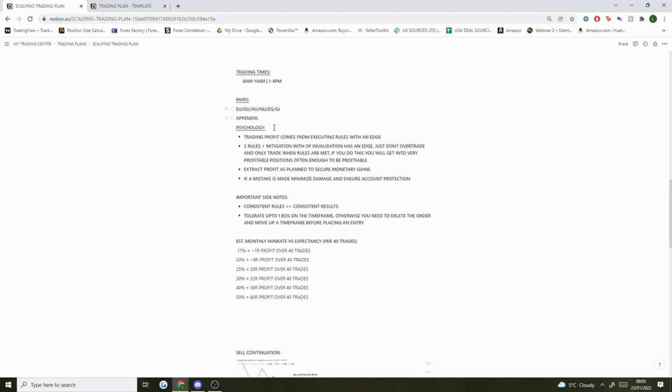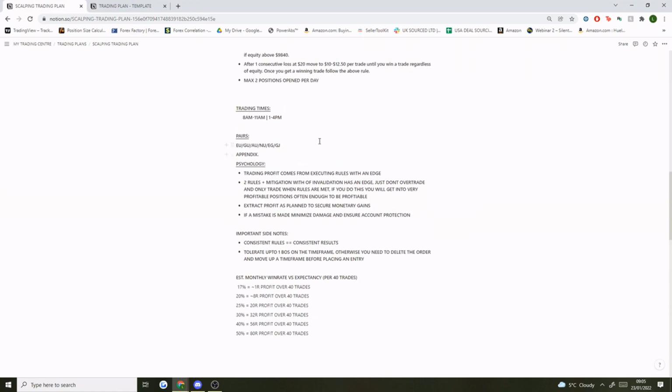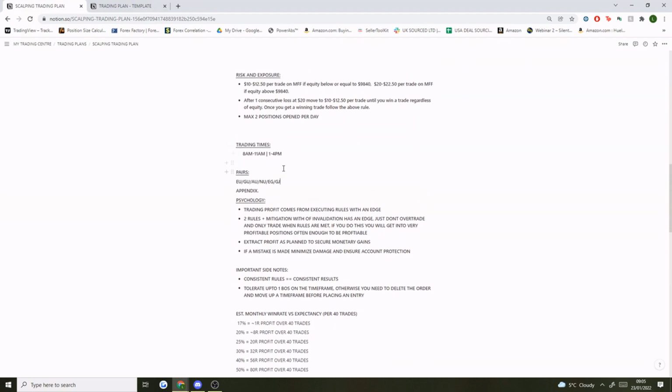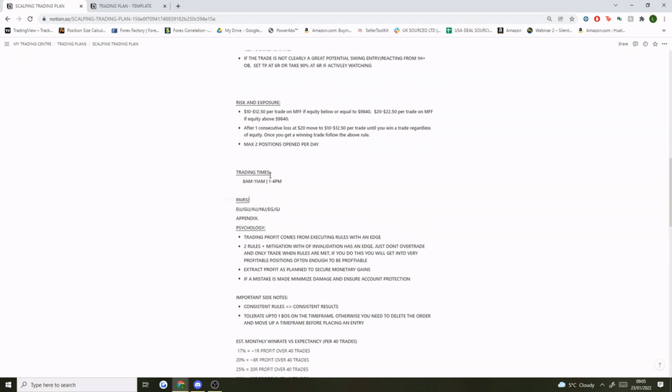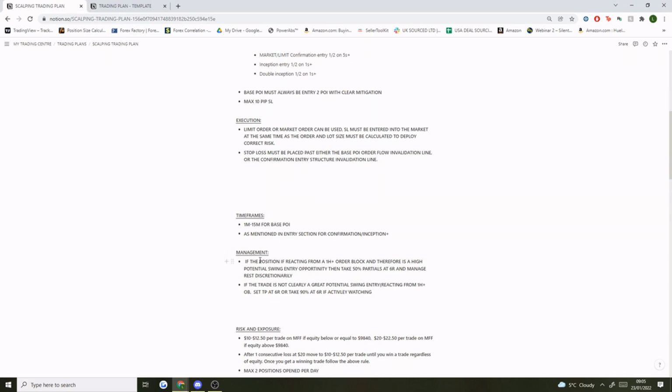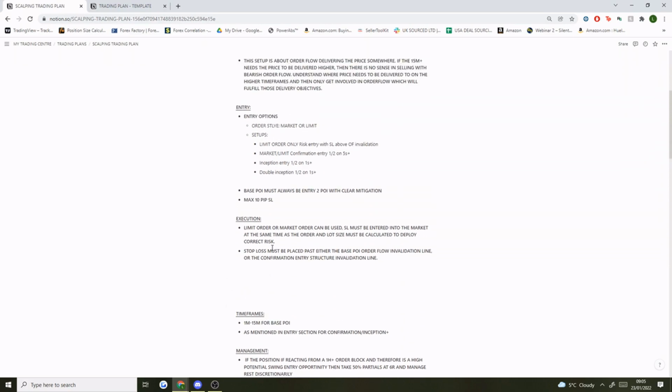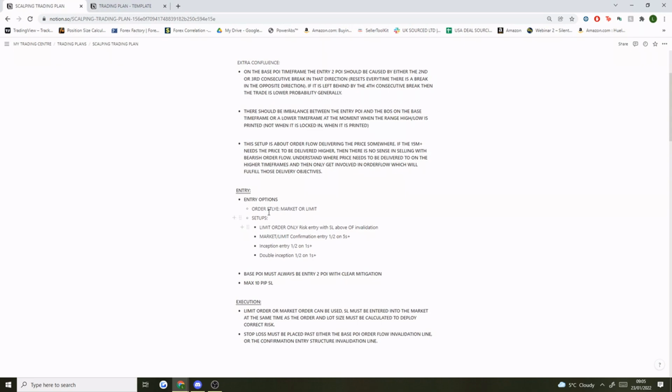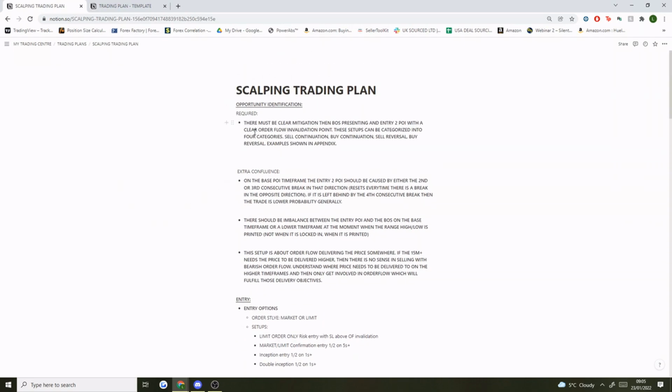So, pairs. For me, you can see the pairs here. It's the ones from my weekly forecast. Those are the pairs that I'm willing to trade. I won't even bother looking at other pairs, or if I do, I 100% won't trade them. So yeah, I think it's important to lay out your pairs as well as your trading times, risk exposure, trade management strategy, what time frames you're going to trade on, your execution, your entry, and your opportunity identification.